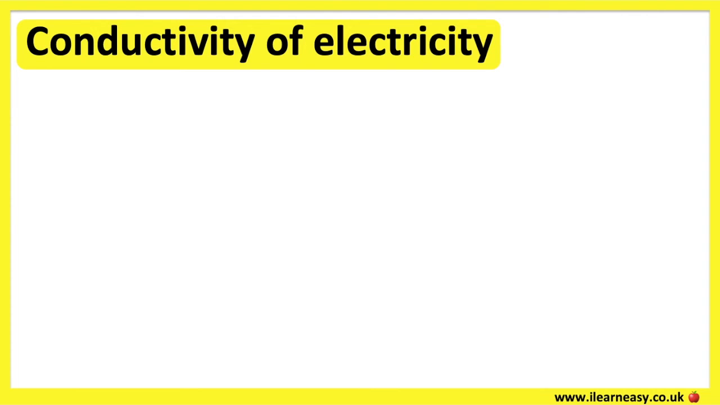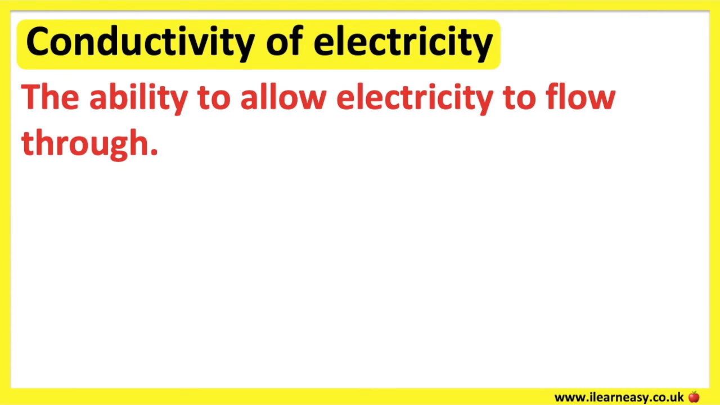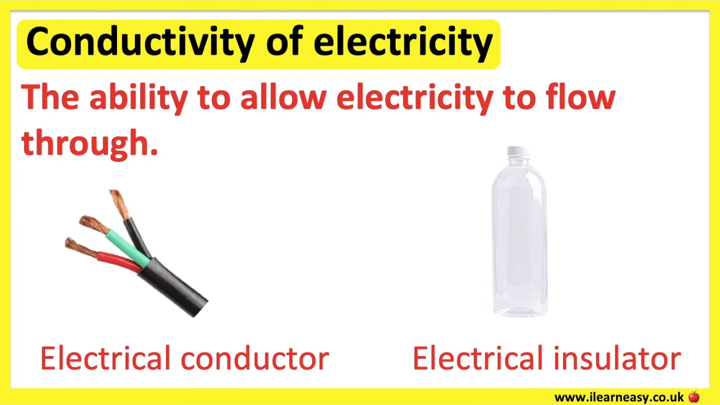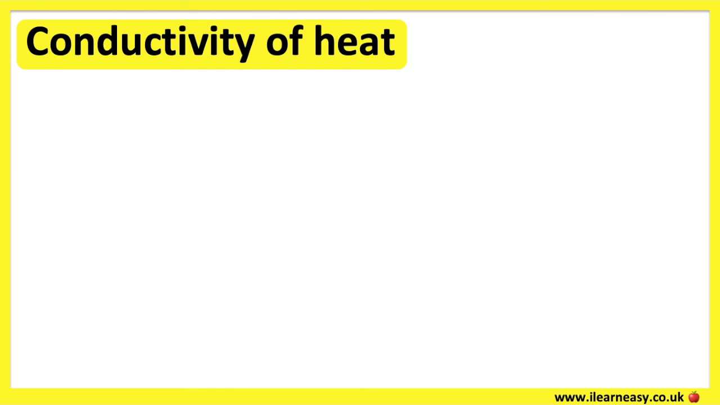Conductivity of electricity. This refers to the ability to allow electricity to flow through. Some materials allow electricity to flow through and some don't. Electrical conductors allow electricity to flow through them, and they're usually used when electricity is needed to be transported from one place to another. For example, copper wires. Electrical insulators prevent the flow of electricity through them. For example, plastic.